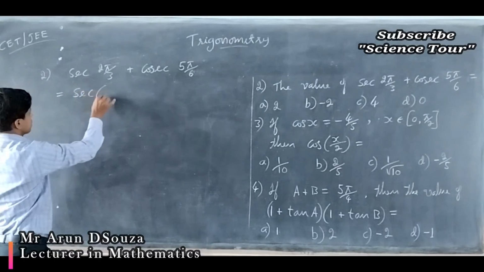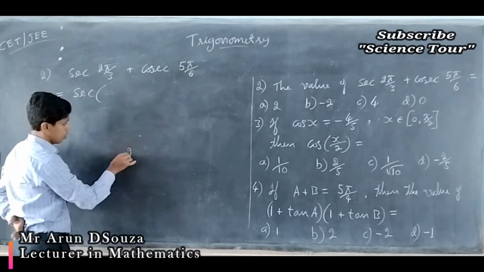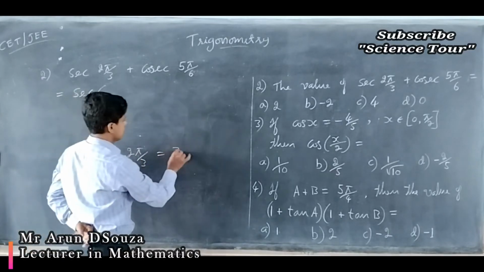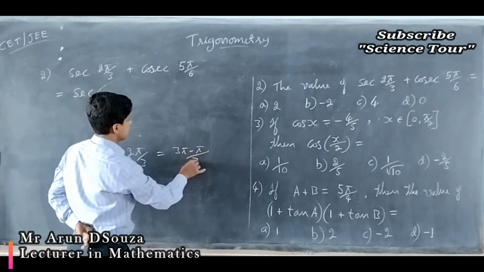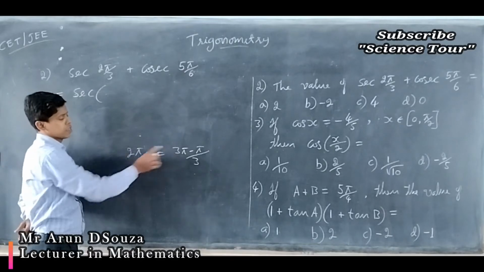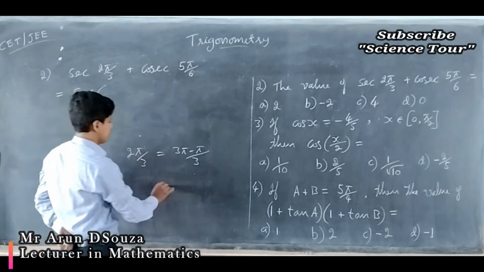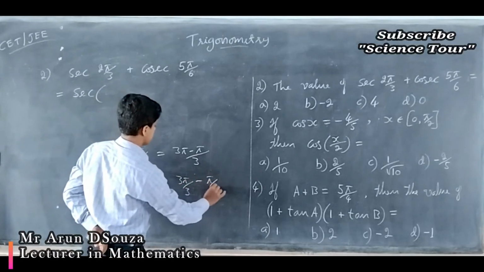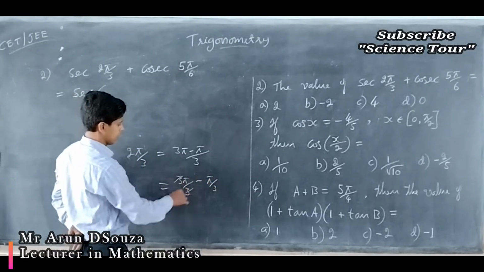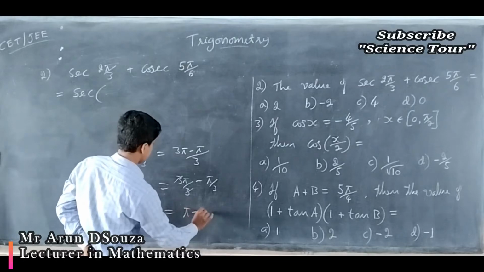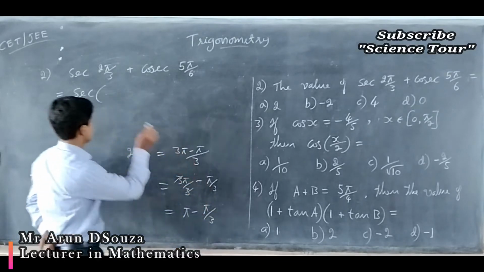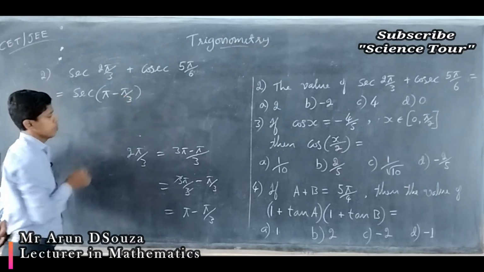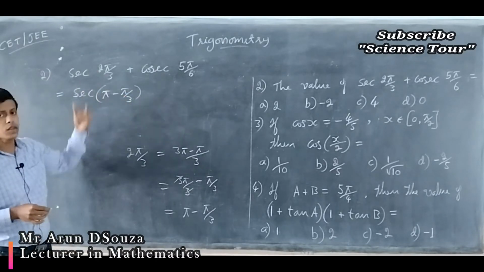Understand, you have got 2 pi by 3. So 2 pi can be written as 3 pi minus pi, is it not? Because I have 3, I am writing 3 pi here. Now take the denominator, so that is 3 pi by 3 and here pi by 3. So 3 cancels, you will get pi minus pi by 3. So you can write this as pi minus pi by 3. Now if you take LCM, you will get 2 pi by 3.